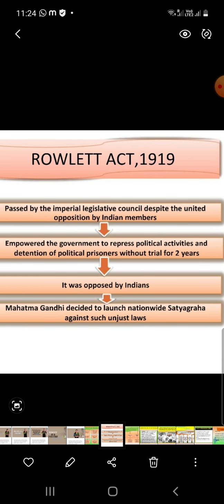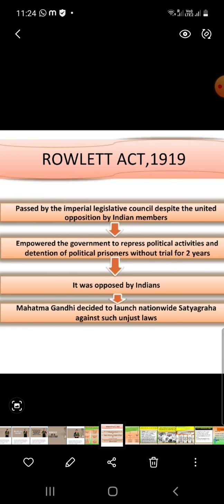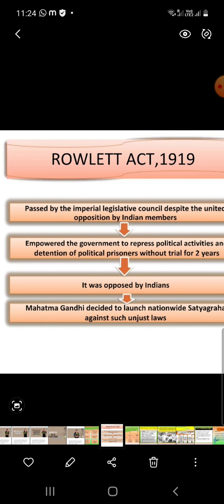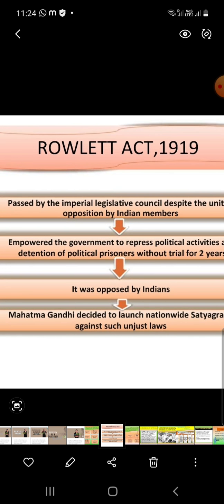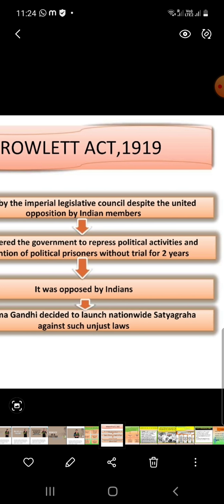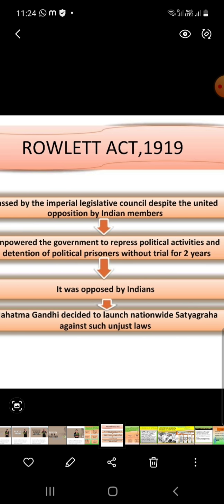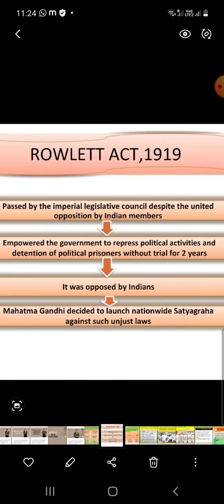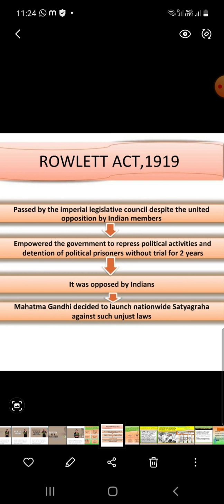Now we will discuss the Rowlatt Act of 1919. This was an act passed by the British government, by the Imperial Legislative Council. Despite united opposition, it was not accepted by the Indian people.